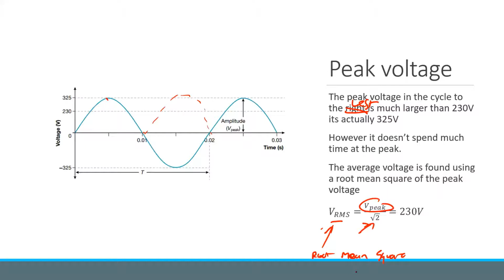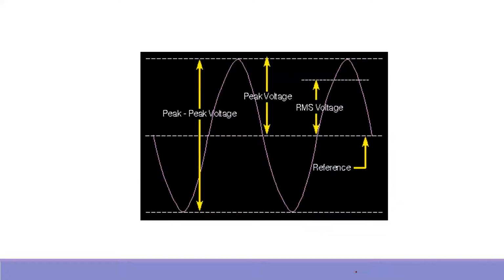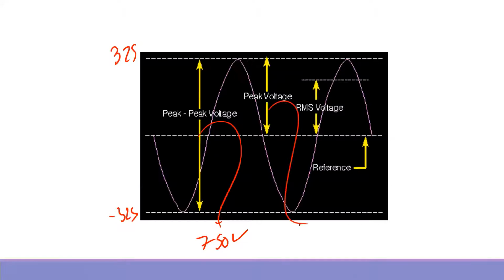So ultimately, when you take all this information, we can summarize it all here. In this picture, we've got the peak-to-peak voltage. That would be from 325 to negative 325, or 750 volts. The peak voltage is 325. The RMS voltage is 230. And so these are all the values that we would use.